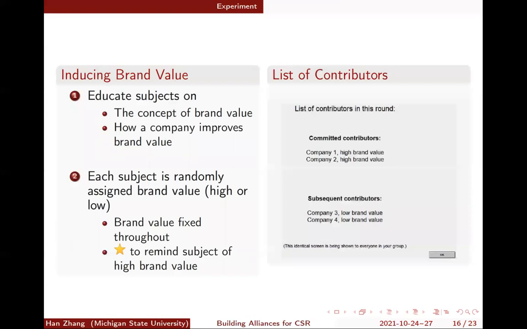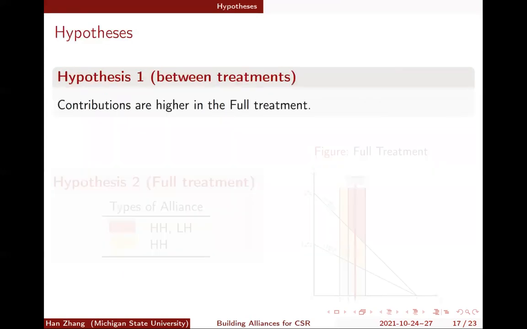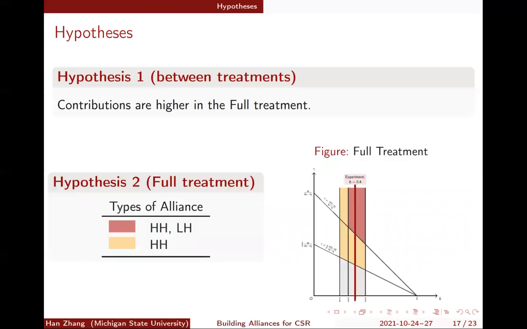To emulate the IAF's list of donors, at the end of each round, the program presents a list of contributors to the group. The list puts the contributors committed in the invitation stage separate from and above the subsequent contributors. Recall our theoretical results that companies form an alliance and contribute only when there are both an invitation stage and heterogeneous brand value. Based on the results, we hypothesize that contributions are higher in the full treatment.